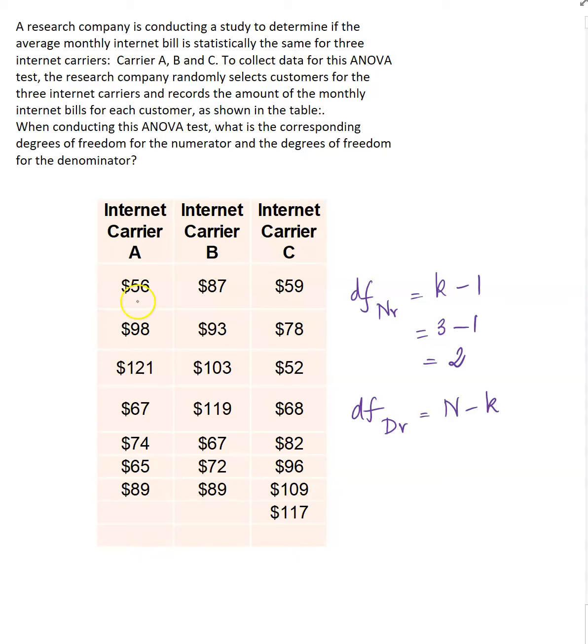So you could do it in many ways. You could add the columns one by one and add all the 3 columns in the end. Or you could just count them. So 1, 2, 3, 4, 5, 6, 7. 7 times 3 is 21, and there's one more, so 22. 22 minus 3, which is 19. So we found the degrees of freedom for the numerator and the denominator for this problem as well.